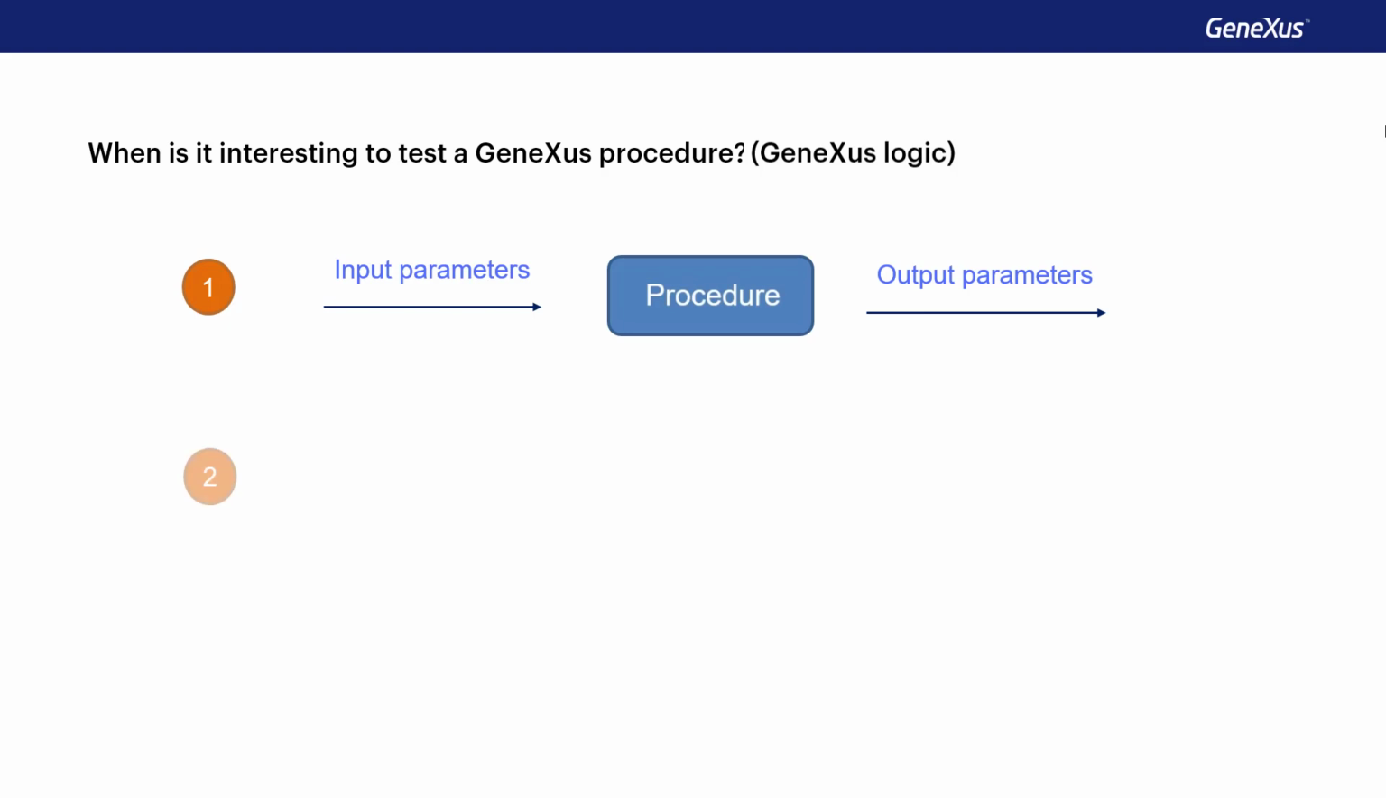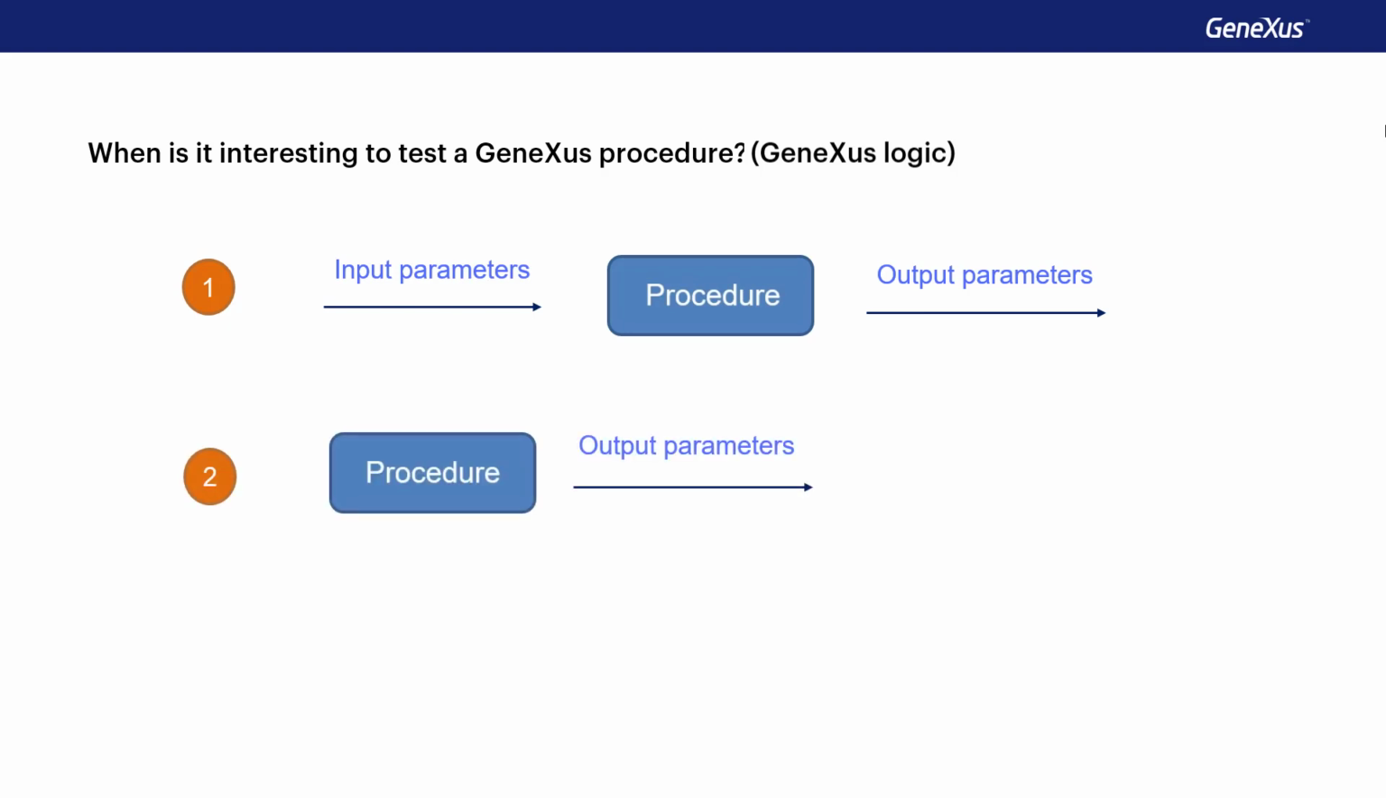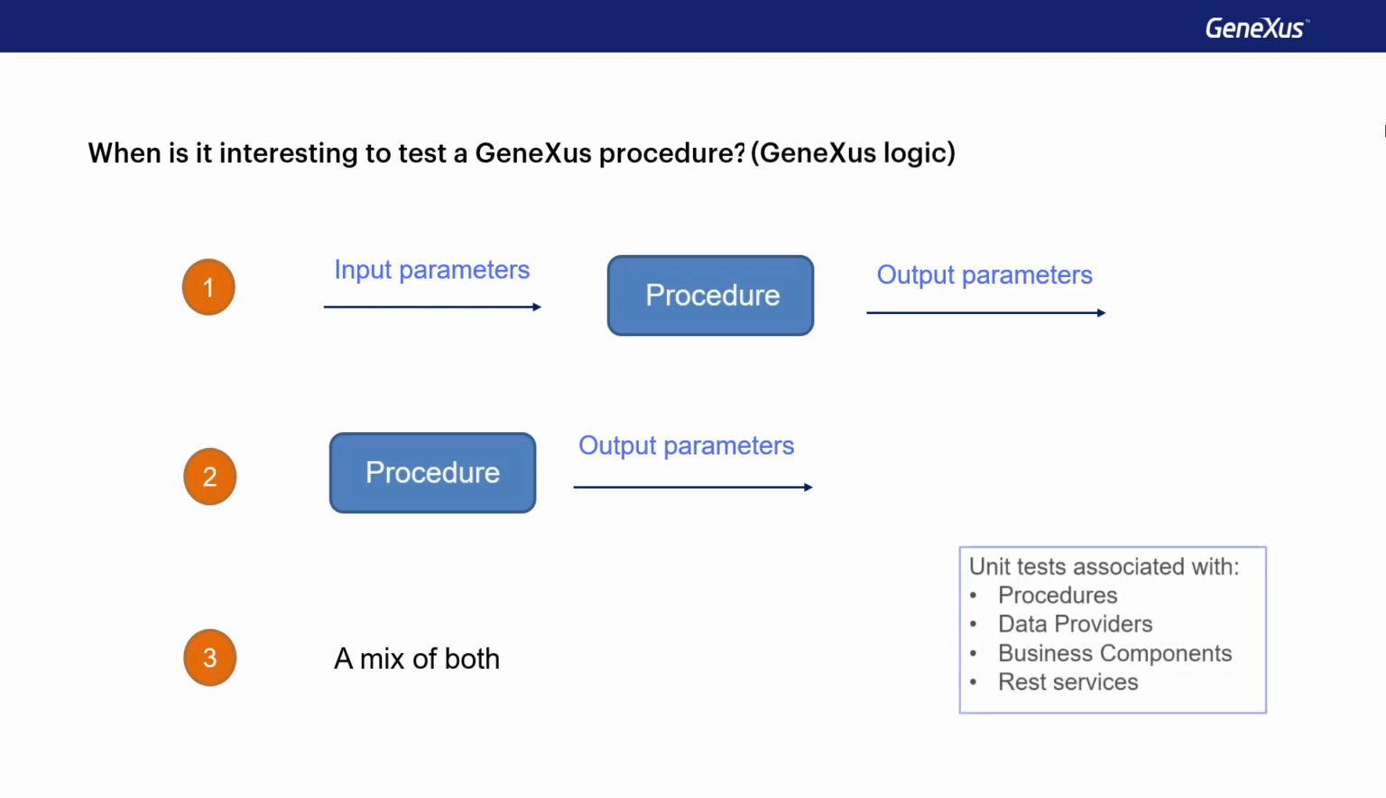When there are no input parameters, but from parameters or database settings, the procedure is expected to return some expected results, for example, variables or database records, and when there's a mix of both scenarios. This means that any Genexus procedure can be tested to verify that it works according to the defined specifications. In addition to procedures, unit tests associated with data providers and business components can also be defined.